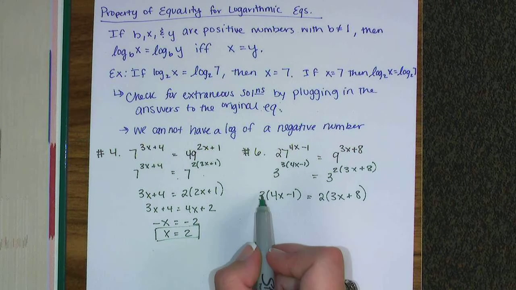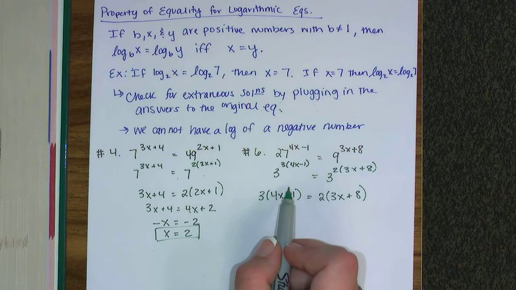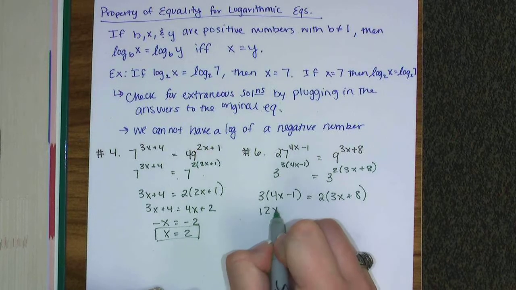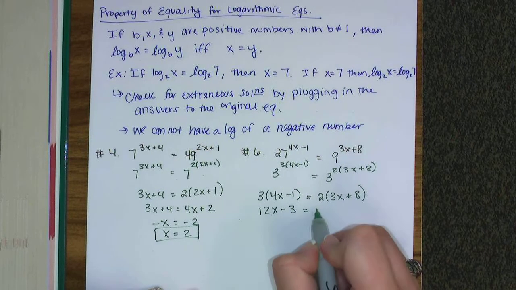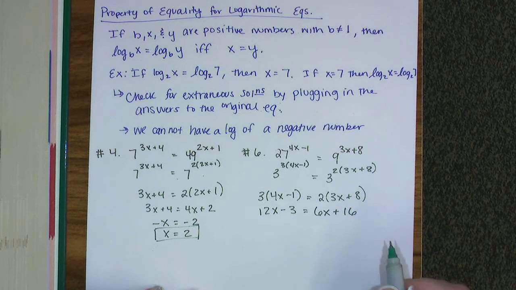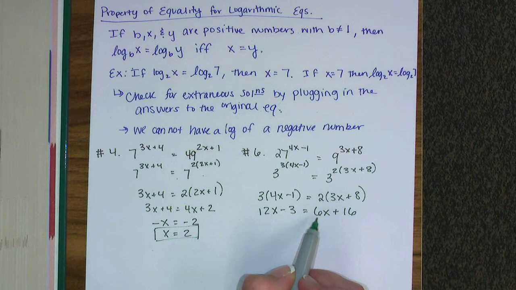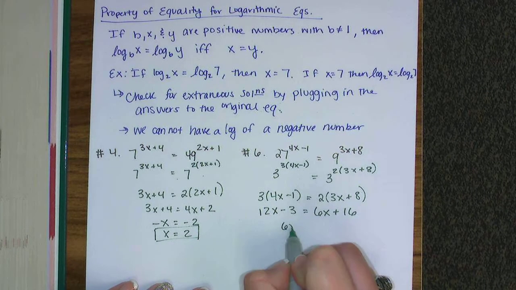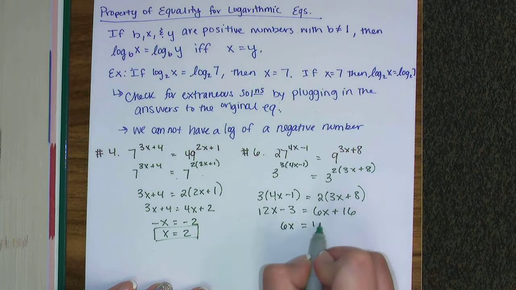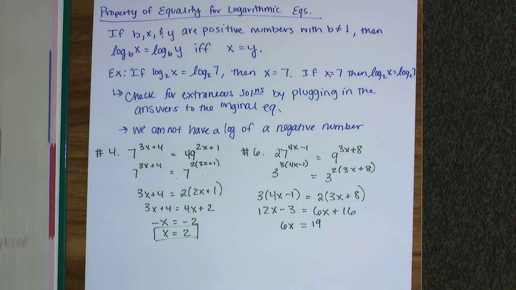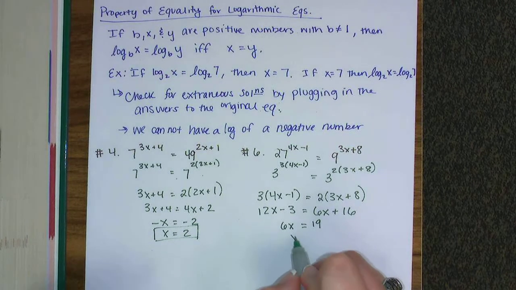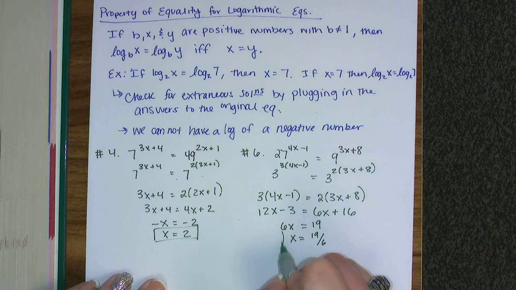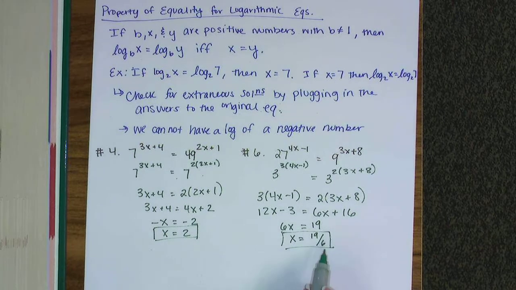So now I'm going to distribute here. So 12x minus 3 is equal to 6x plus 16. Subtract 6x. So that's going to be 6x is equal to, I'm going to add 3, it's equal to 19. And then divide by 6, x is equal to 19 over 6. Okay, so sometimes you will end up with a fraction, and that's fine with these ones.